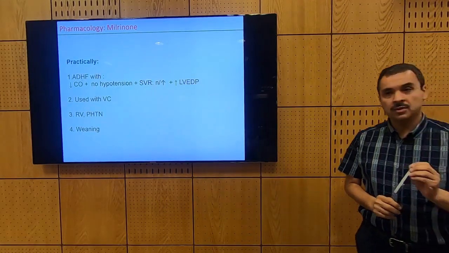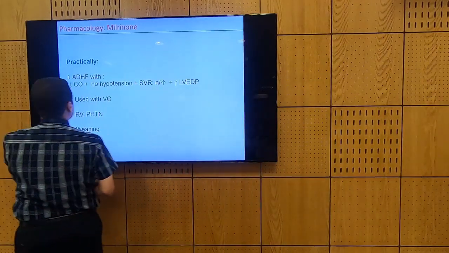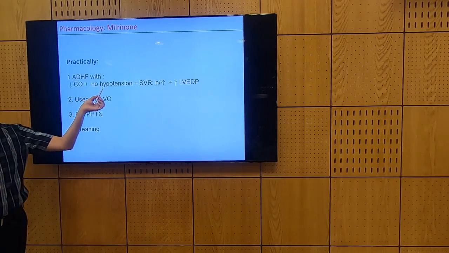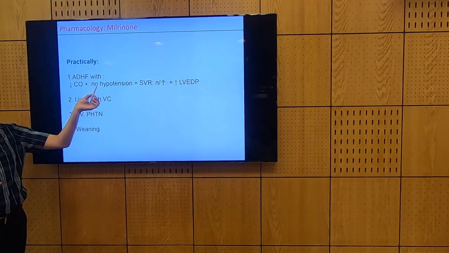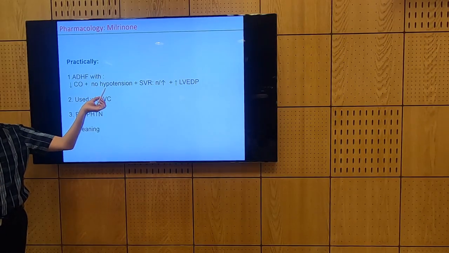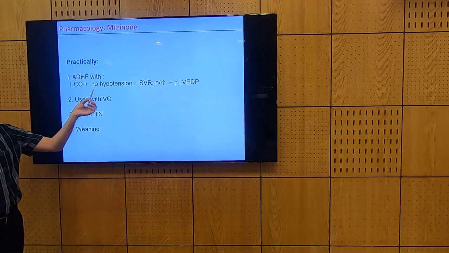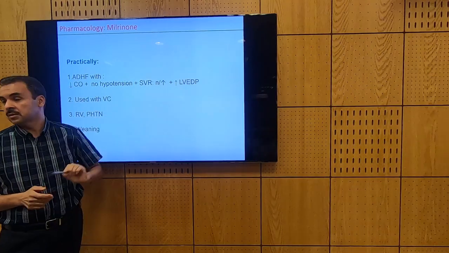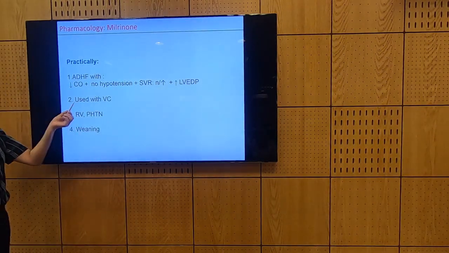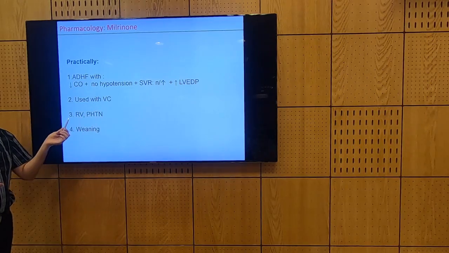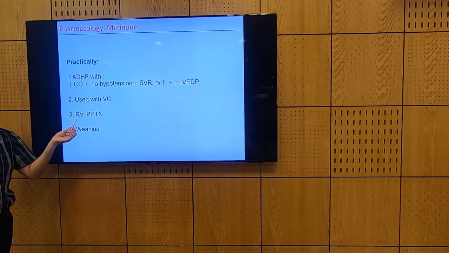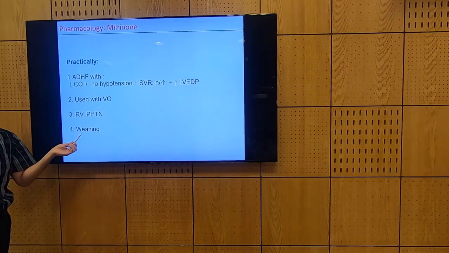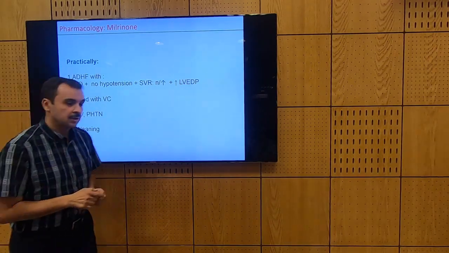So the typical patient for the use of milrinone is a patient with acute decompensated heart failure with hypoperfusion without hypotension. Without hypotension. And if there is hypotension, we will use a vasoconstrictor drug, levophed or a small dose of dopamine. And those patients with overcongestion. Usually we use it with a vasoconstrictor drug. It is a very favorable drug in patients with right ventricular dysfunction and those with pulmonary hypertension. And we talked about specific protocols for weaning of milrinone in those patients.